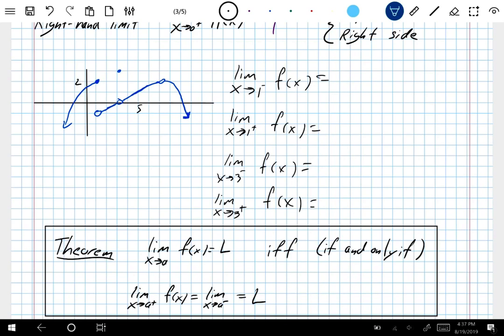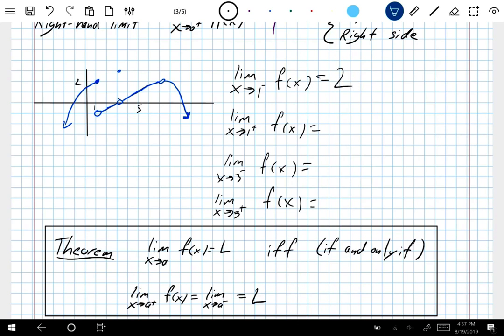All right, so as I come in from the left at x equals 1 right here, that means I only care about the part of the function that is to the left of 1, which means that I'm going to approach this y value of 2.